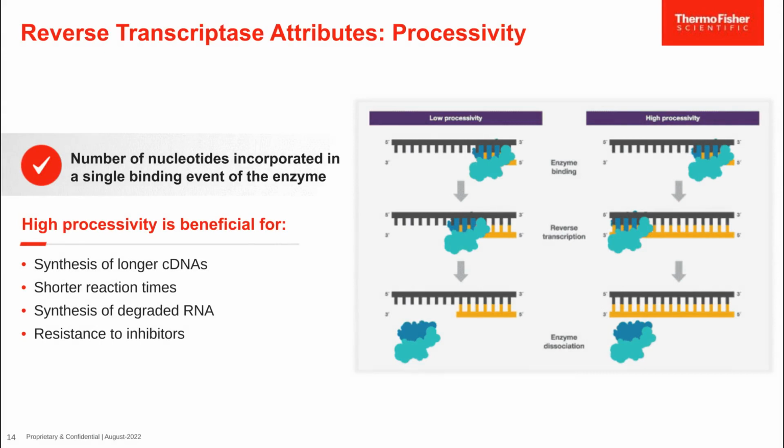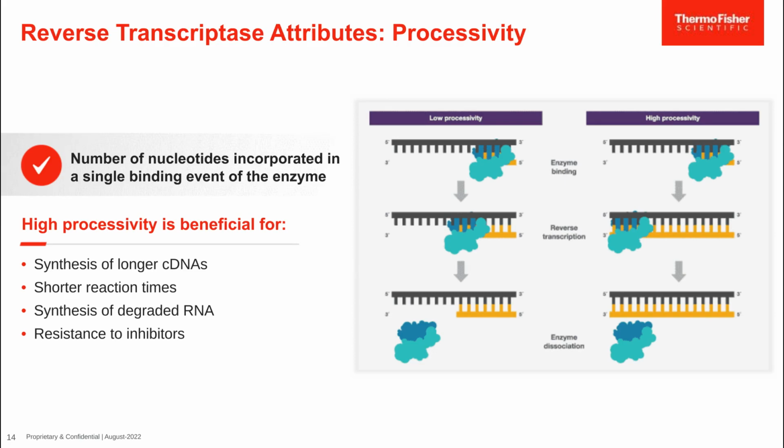Another important reverse transcription enzyme property is processivity, which is defined as the number of nucleotides that are incorporated by an enzyme during a single binding event. On the left side of the image, we see an enzyme with very low processivity. It incorporates only a few nucleotides each time it binds to a template. These types of enzymes are slow and less efficient.